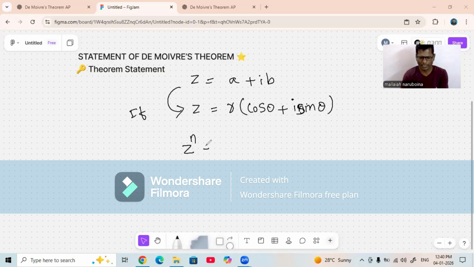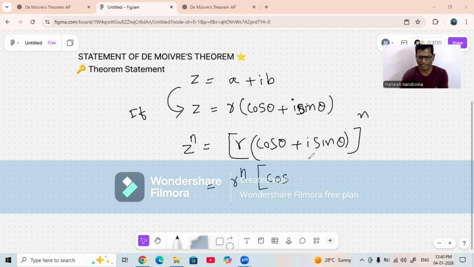If z = r(cos theta + i sin theta), then z power n is equal to r(cos theta + i sin theta) whole to the power of n. This becomes r to the power of n into cos n theta plus i sin n theta. So this is MOIVRE'S theorem. We can apply it to any large number, any power. That is the use of MOIVRE'S theorem.